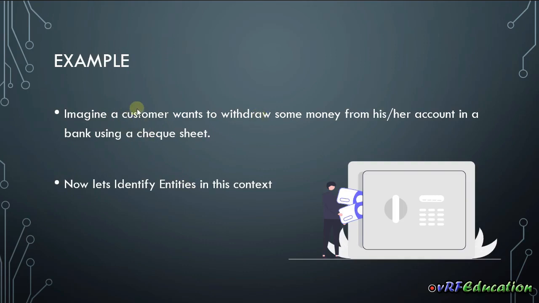Okay, a customer, a person that wants to withdraw. Withdraw is a behavior, it's not an object. Okay, money from his or her account. This is another object. Account has its own characteristics and also has its own behavior. We can deposit or withdraw money from or to our account. In a bank, in order to work with the bank, we should model it inside our application. Using a check sheet, this is the utility that we can use to withdraw money. So we should model it to work with that in our application.